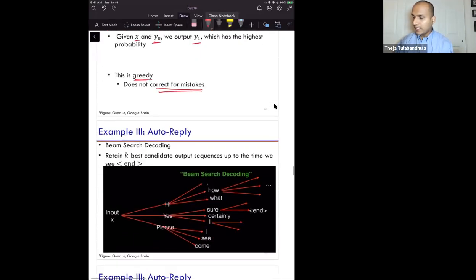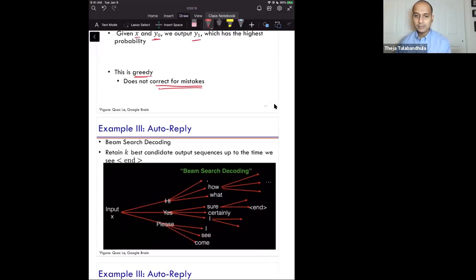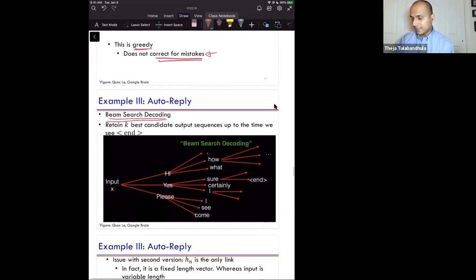So one idea from audio signal processing days, an old idea in that literature, is the idea of beam search decoding. It just tries to guard against making errors early on, which may propagate later. So, for example, this way of decoding, or figuring out the response sentence if you're doing auto reply, is the following. You just maintain a list of k best candidate output sequences at any given point of time, till you see the end.